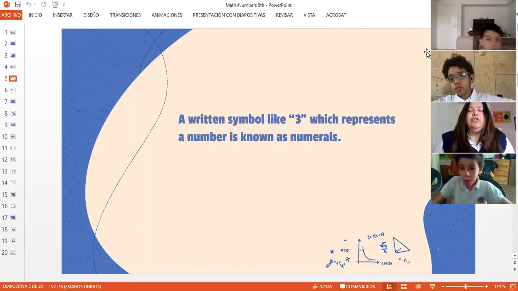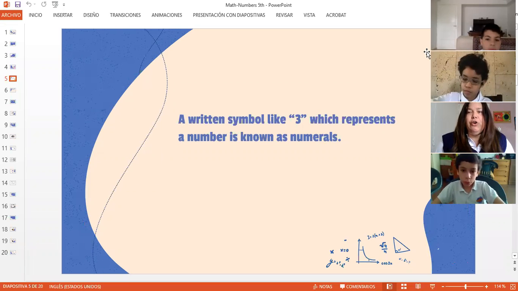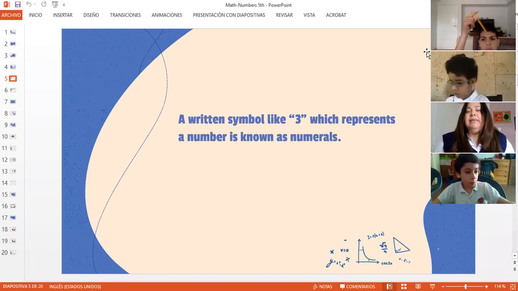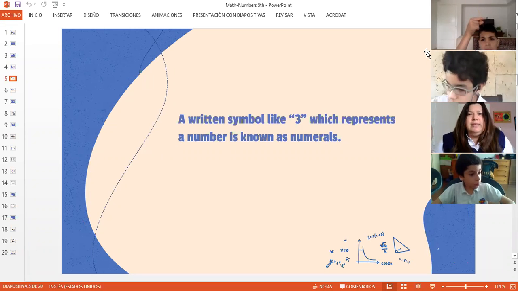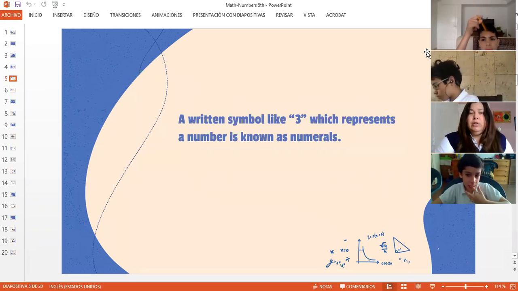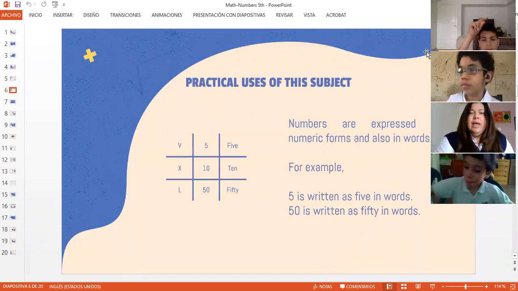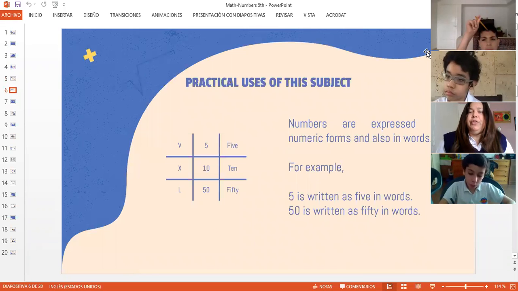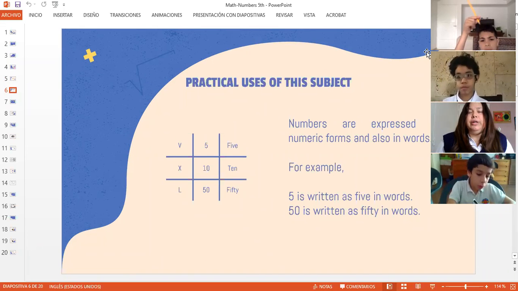just numerals, okay? So we have symbols. The numbers are called digits and they're symbols, okay? Somebody made a symbol like that and we named it, and that's what we use, okay? Like the number 3 in this case, which represents a number, known as a numeral. This symbol is called a numeral, okay? Numbers are expressed in numeric forms and also in words. For example, we can have a 5, and you represent it in words as the word F-I-V-E.